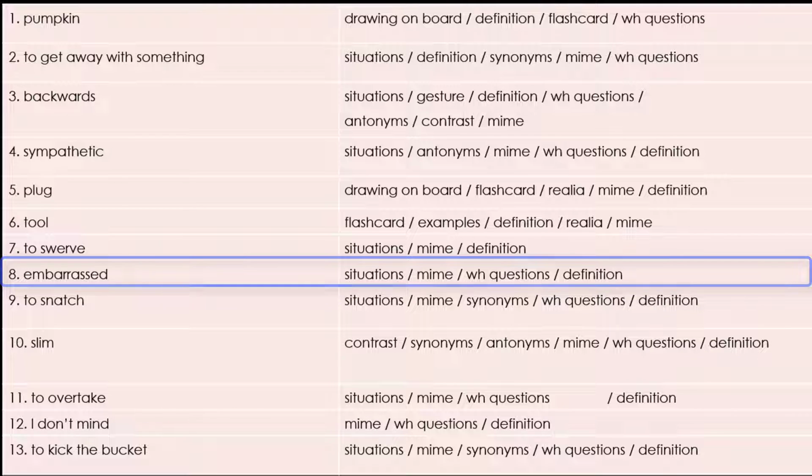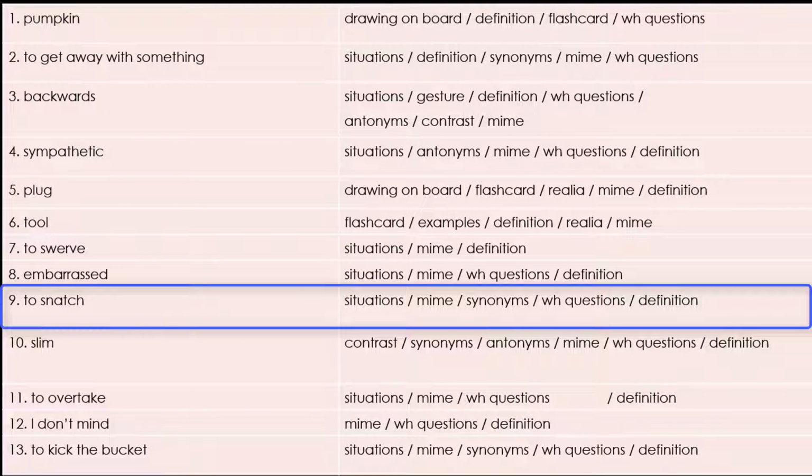You could look at the word to snatch. You could think of a situation in which someone does that. So maybe a robber snatches your bag. Yeah, you could mime doing that. You could have synonyms like to snatch is to take something quickly. You could ask WH questions about who does it when and so on.